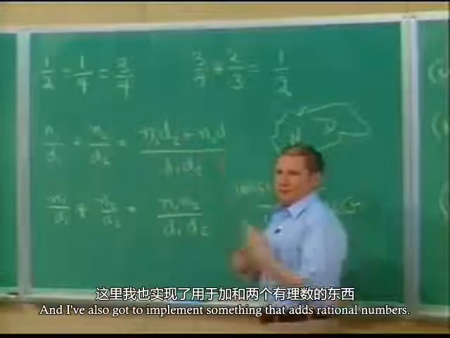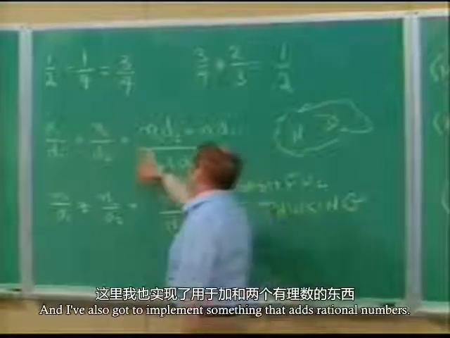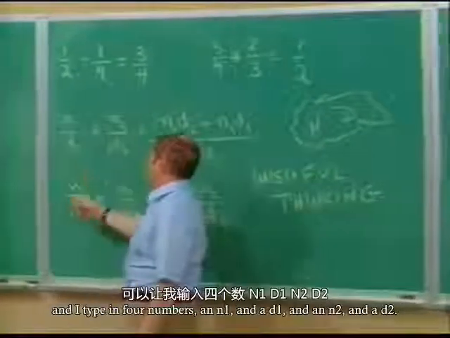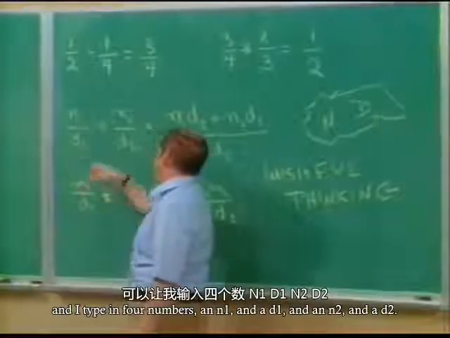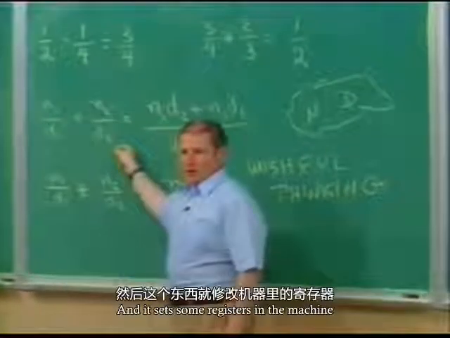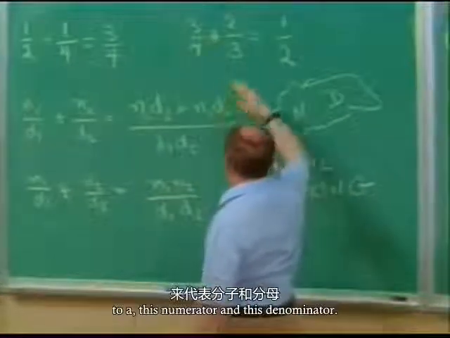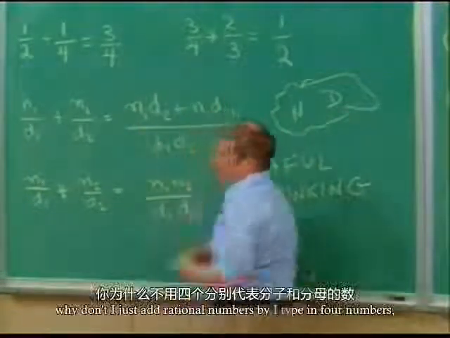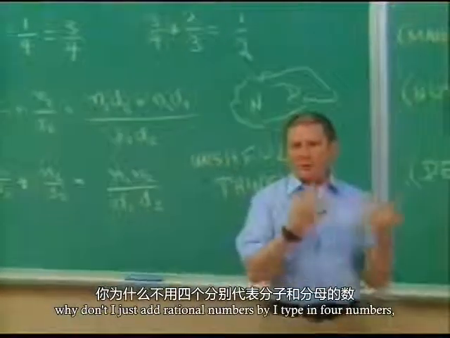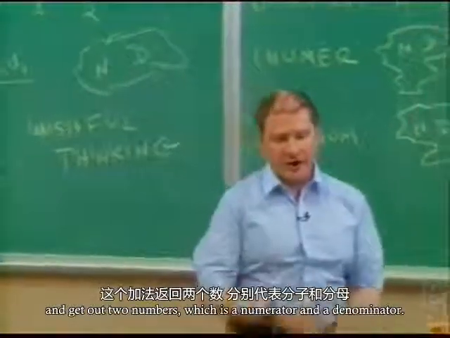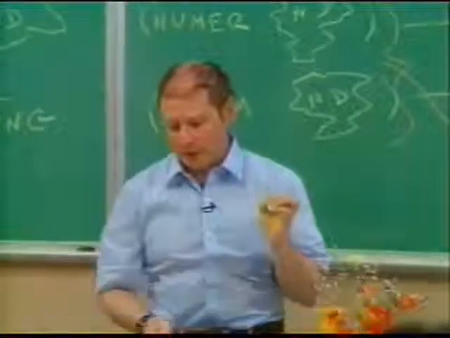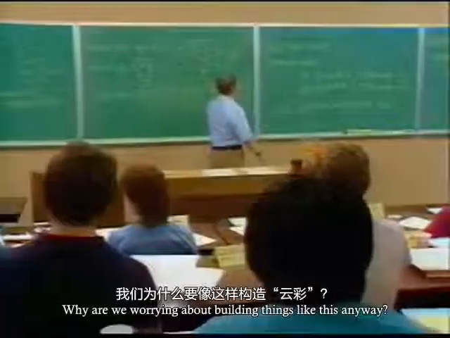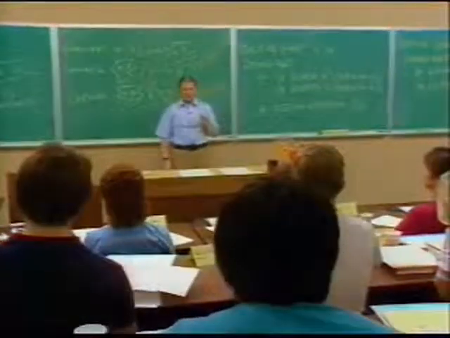And if I was going to implement something that adds rational numbers, one other way to think about it is, well, there's this thing, and I type in four numbers, an N1 and a D1 and an N2 and a D2, and it sets some registers in the machine to this numerator and this denominator. So I might say, why don't I just add rational numbers by typing in four numbers, numerators and denominators, and get out two numbers, a numerator and a denominator? Why are we worrying about building things like this anyway?